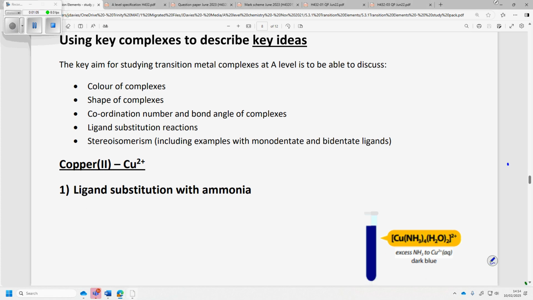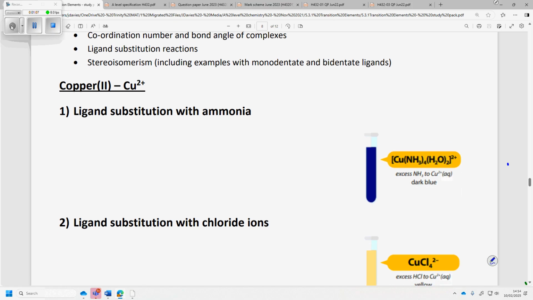So let's start with copper. Copper hexaaqua ion. Remember, we can write down the formulas of transition metal complexes by putting a metal, putting a ligand with the number of that ligand, in this case 6 waters, all in square brackets to signify the transition metal ion complex, and then any charge goes up in the top right hand corner. As we know, that's aqueous. So we've got our light blue copper hexaaqua ion.